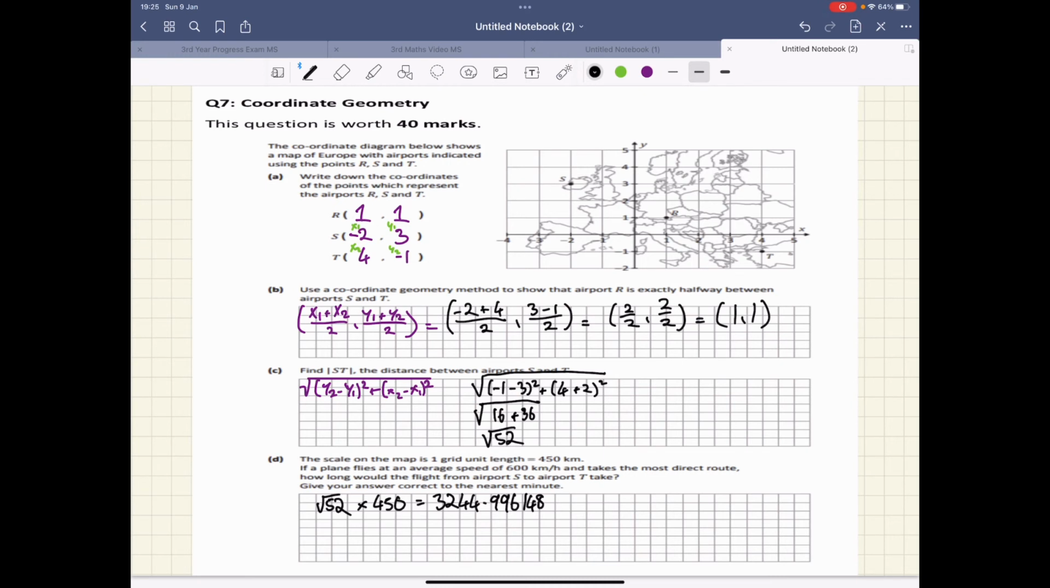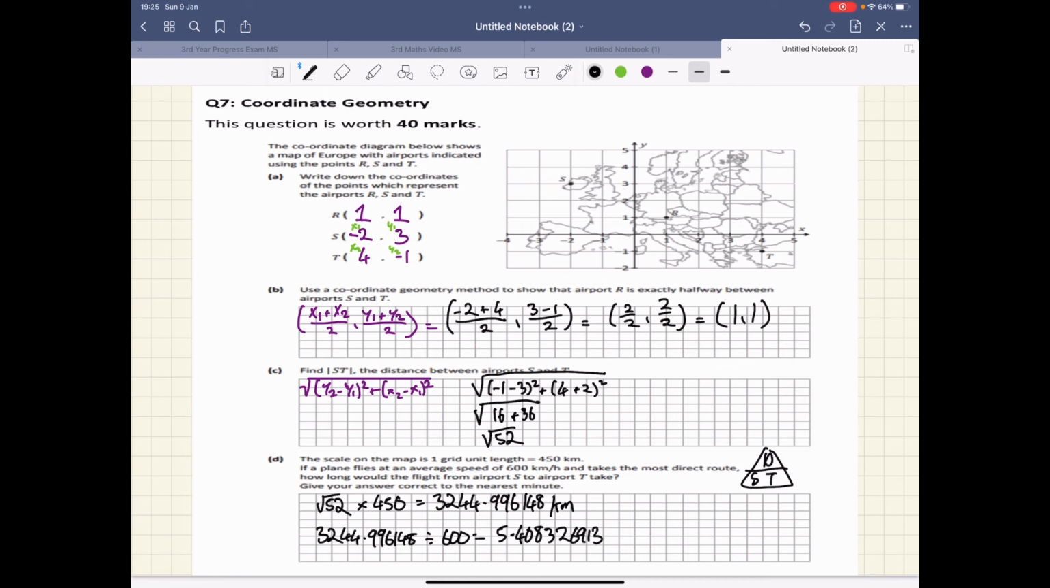All right, so we have distance in kilometers and we have a speed of 600 kilometers per hour. So remember Dad's silly triangle. We want to find the time. The time is going to equal distance divided by speed. So we're going to divide 3,244.996148 by 600, and it gives me 5.408326913.